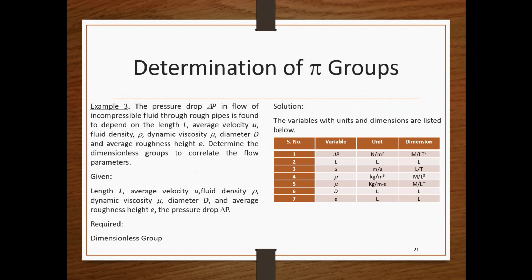Required: dimensionless groups. So solution: the variables with units and dimensions are listed. So these are the variables 1, 2, 3, 4, 5, 6, 7. So the unit of delta P is Newton per meter squared, dimension is M over LT squared. Length L is L. U is meters per second or L over T. Rho is kilogram per cubic meter, M over L cube. Mu is kilogram per meter second or M over LT. D is length. So you have three L's there.